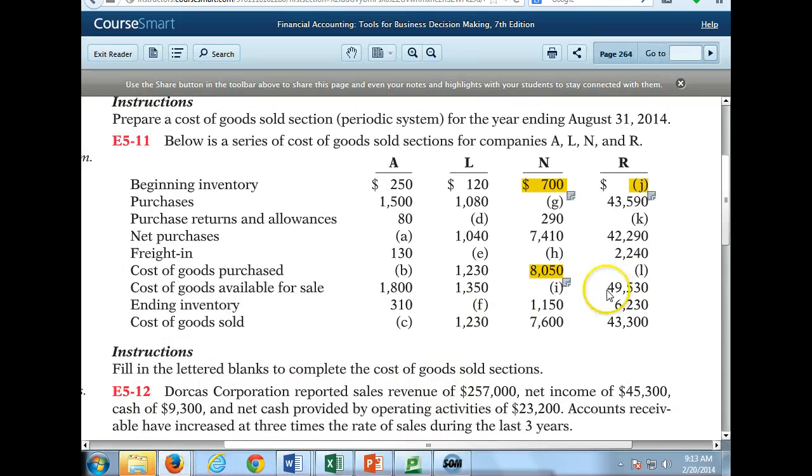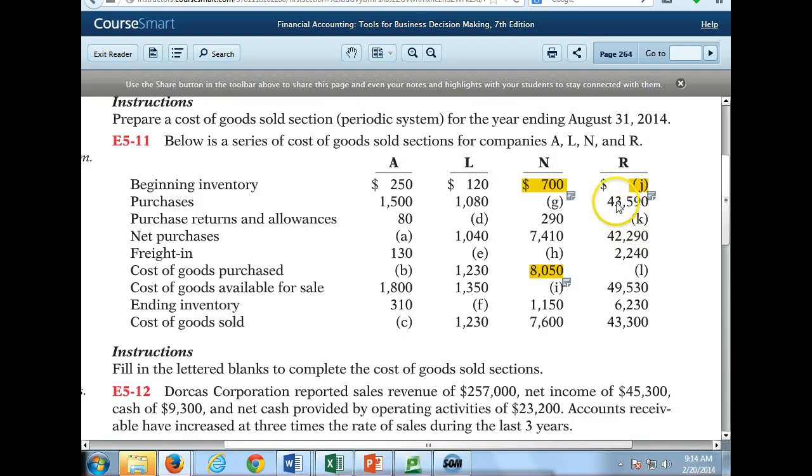We have here cost of goods available for sale, $49,530. We have $44,530 cost of goods purchased. So we need to take that cost of goods purchased plus our beginning inventory to come up with our cost of goods available for sale. How many of you guys are confused on that? Does it make sense?